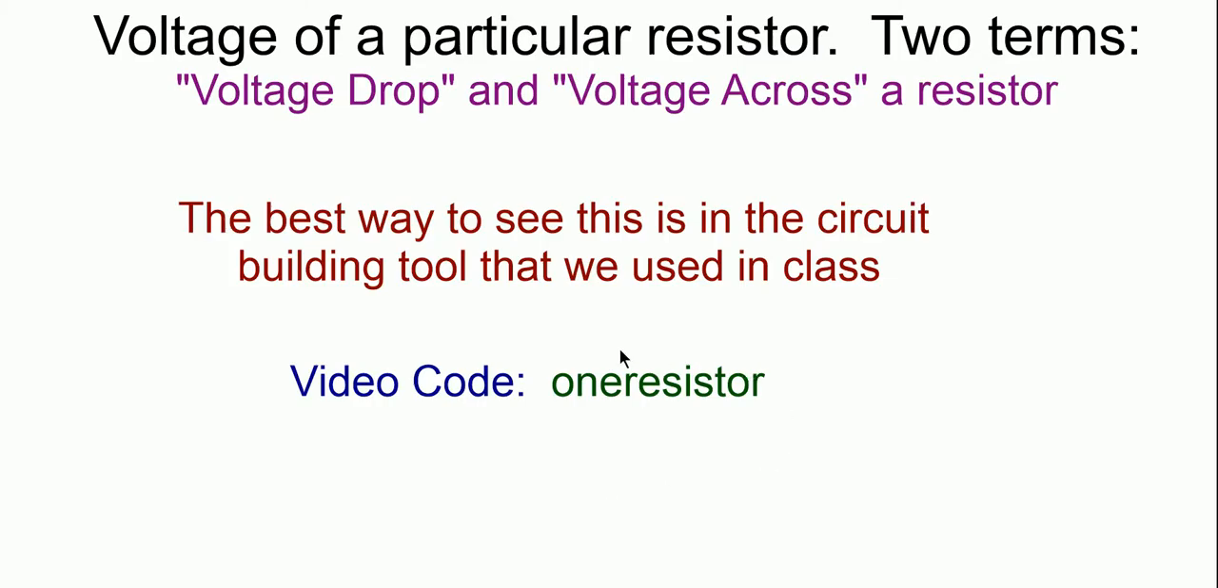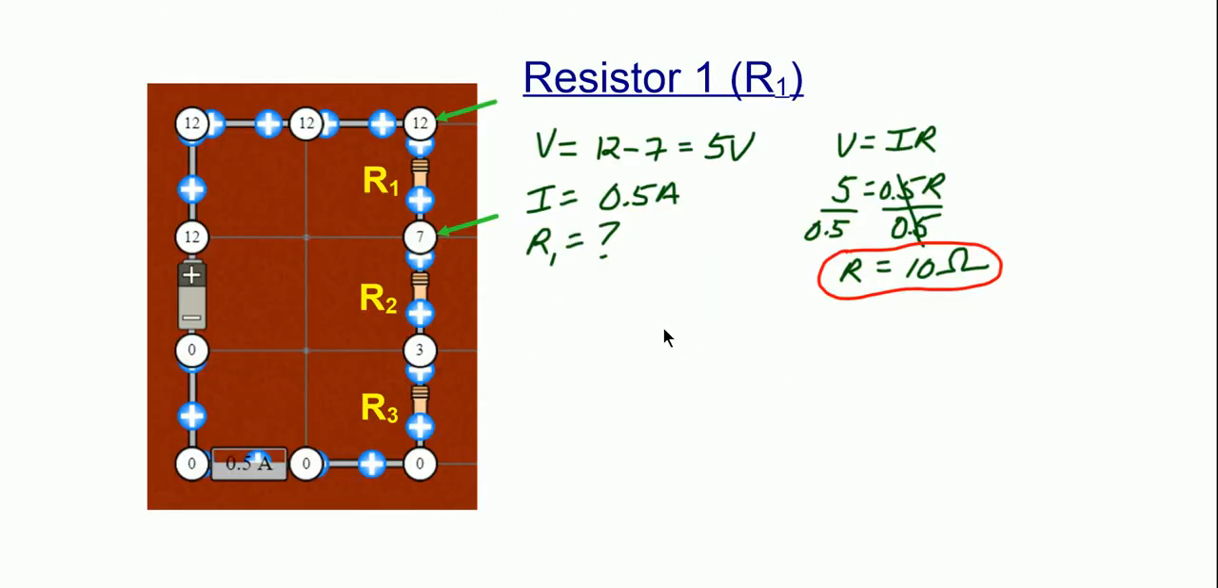So, before I go on, please write down your code. 1 resistor. Here's a picture of that. Now let's do a calculation. Let's calculate the resistance here. Do I have voltage? I do. 12 minus 7 is 5.